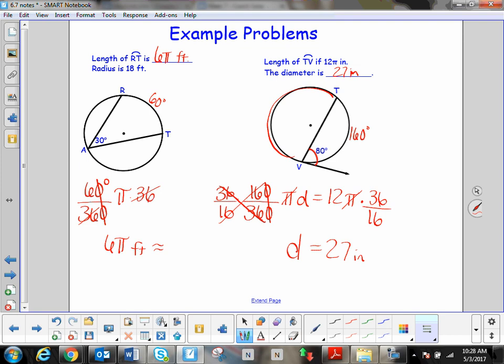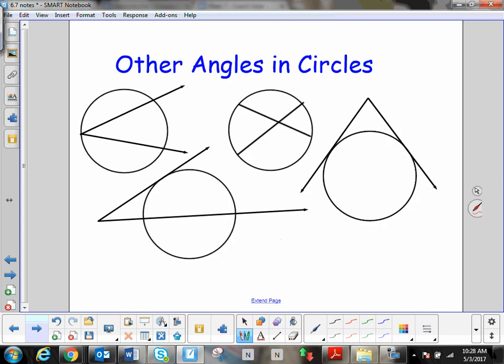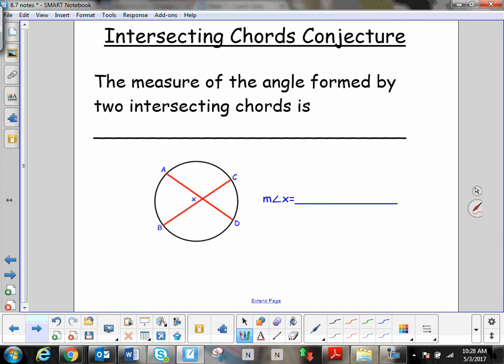Let's go to some more conjectures. So there are other angles in circles. First conjecture is called the intersecting chords conjecture. The measure of an angle formed by two intersecting chords is the average of its two intersected arcs.